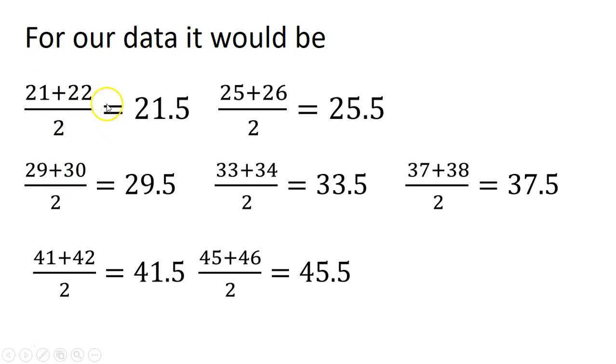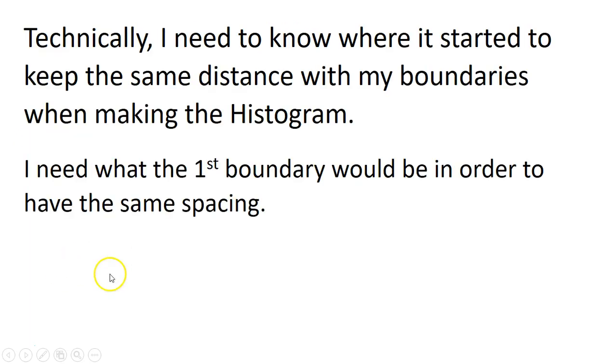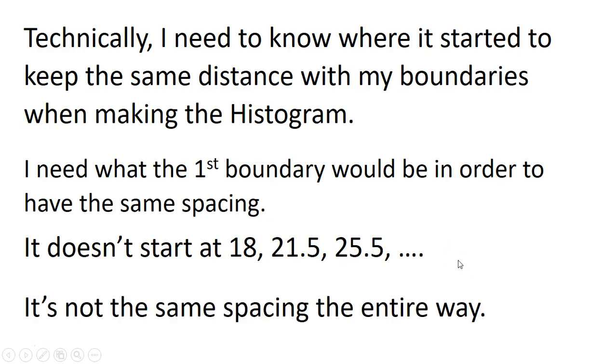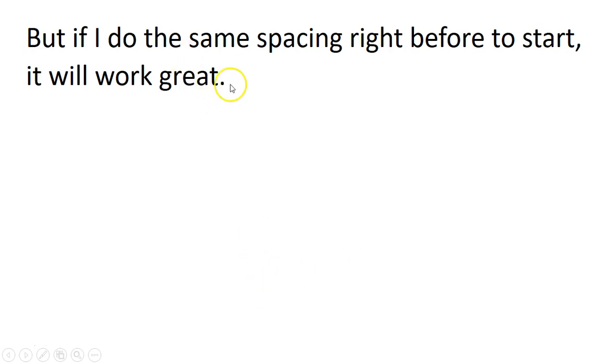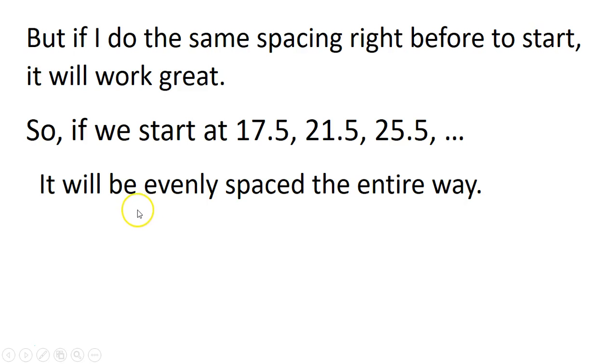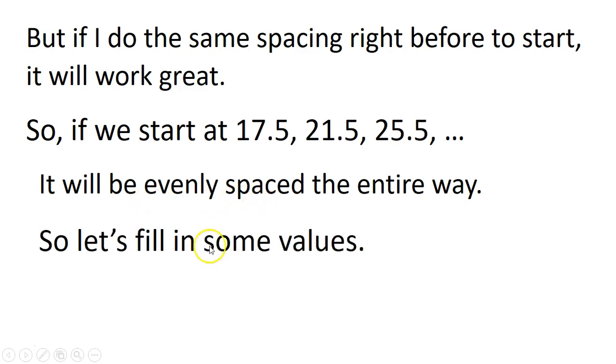So my point is, maybe I need my graph to start at 17.5, just to fit and have the same spacing each time. I need what the first boundary would be in order to make the same spacing. It doesn't start at 18 and then go like this each time to find my histogram spacing. It's not the same spacing the entire way. But if I do the same spacing right from the start, it would work great. So why don't I start at 17.5? And then it would be the same spacing. It will be evenly spaced the entire way.